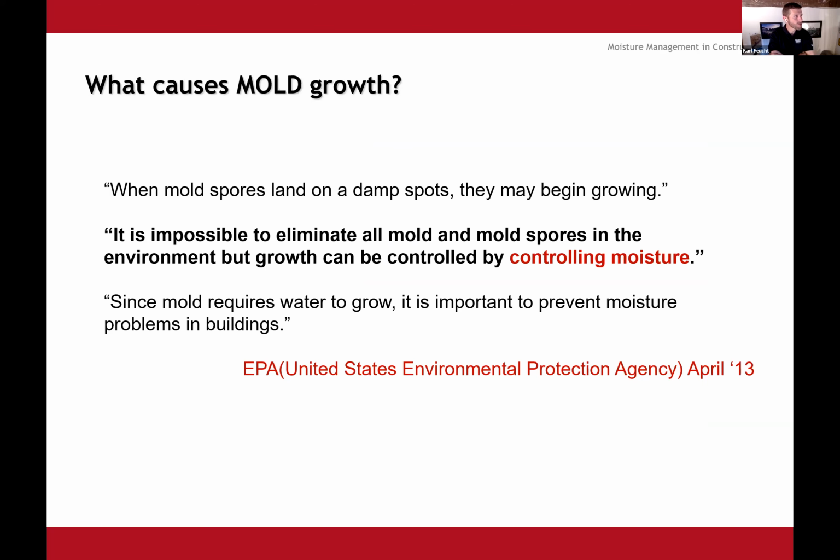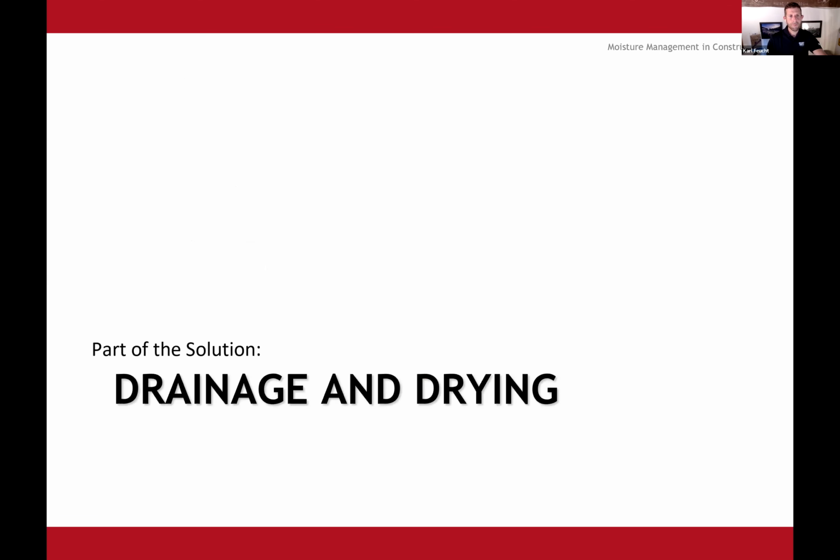I've heard it said that mold spores exist everywhere, and that's not necessarily a problem. The issue is when those mold spores have a food source, when they land on a damp spot. And so we want to make sure that we're controlling moisture so that we're not giving opportunity for mold and mildew to grow. So the solution, and this is the title of the presentation, drainage and drying.